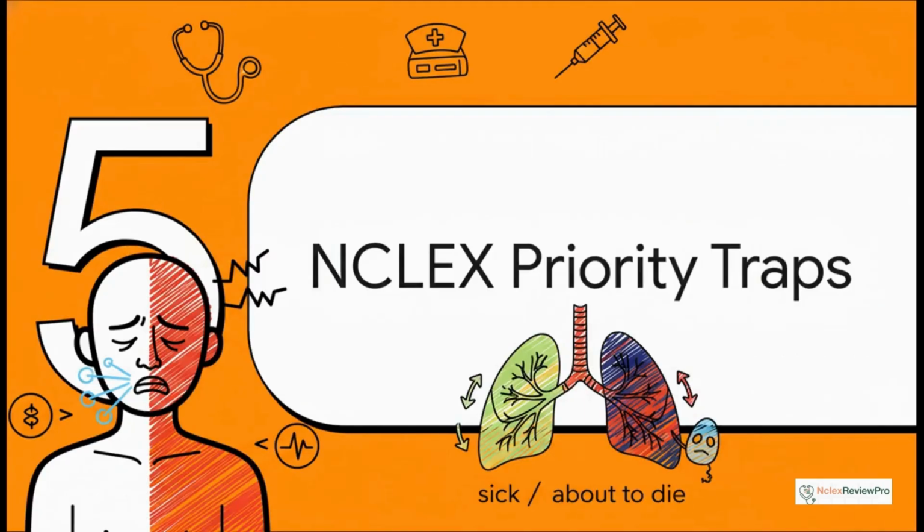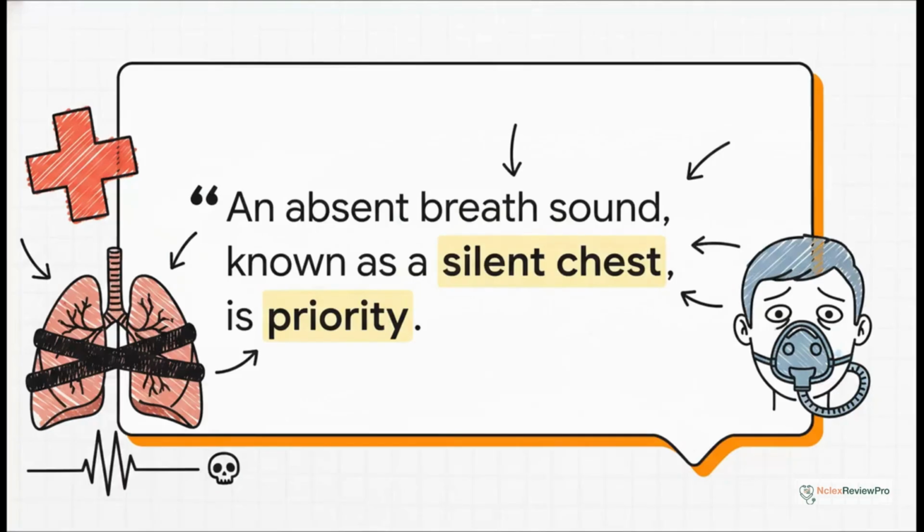Okay, buckle up. This is probably the most important part of this whole explainer. We're talking about the NCLEX priority traps. These are the questions designed to see if you can tell the difference between a patient who is just sick and a patient who is actively dying. This is where it gets real. I really need you to let this one sink in.